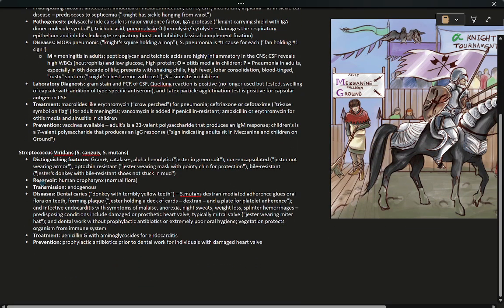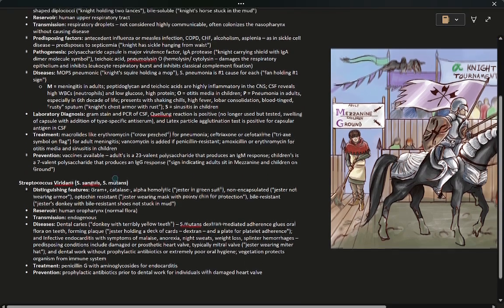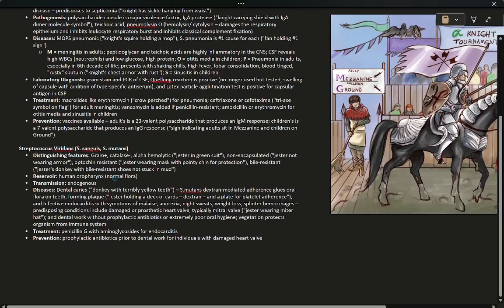And then for the reservoir, you will usually find the Streptococcus viridans in the human oropharynx, which happens to be its normal flora, in contrast to the Strep pneumoniae, which is found in the human upper respiratory tract. And so the transmission of Streptococcus viridans will happen endogenously.